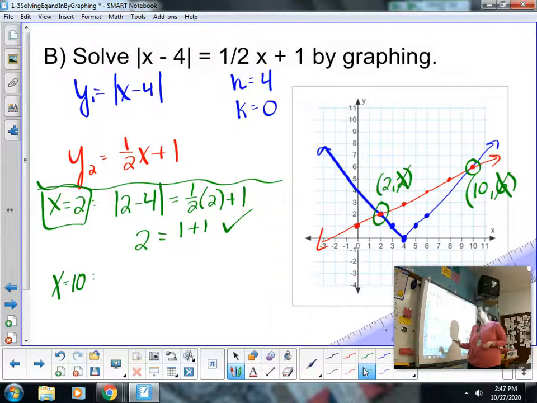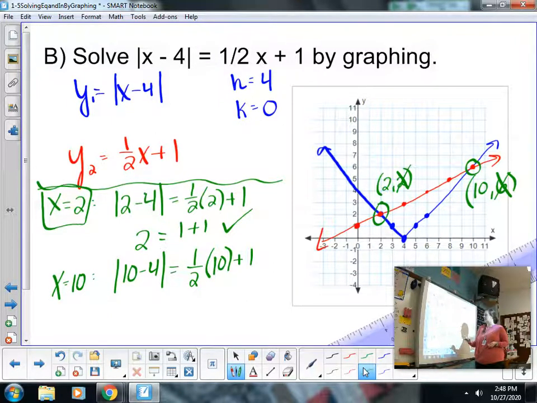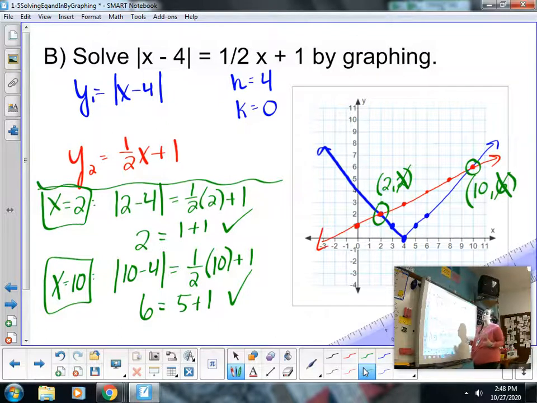Then we have to check 10. The absolute value of 10 minus 4, I want to see if that's equal to half of 10 plus 1. Well, 10 minus 4 is 6. Absolute value is still 6. Half of 10 is 5. And 5 plus 1 is 6. So 10 checks out as well. This has 2 solutions at 2 and 10. So those were 2 examples on solving equations by graphing. Now we're going to look at solving some inequalities.